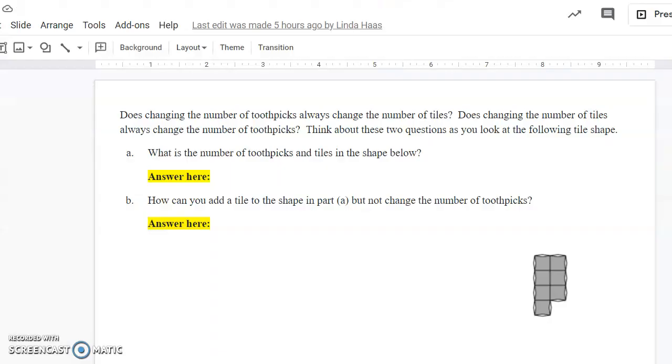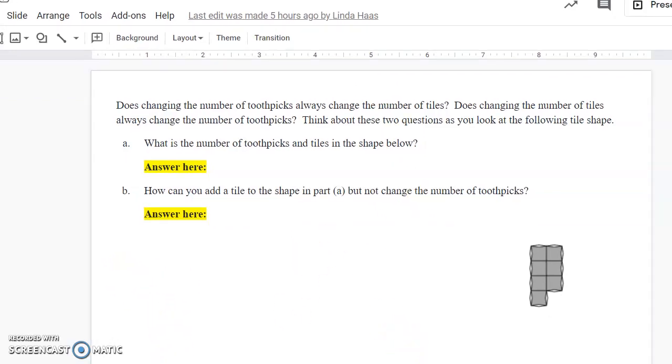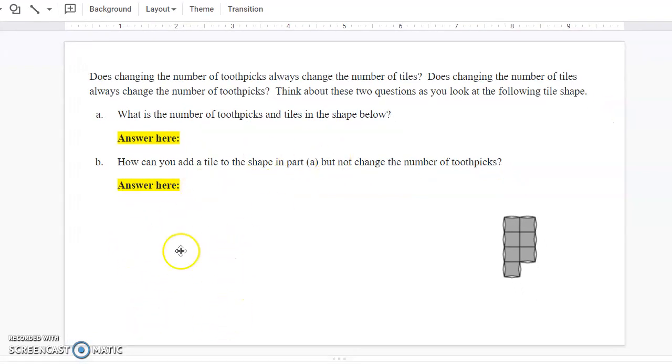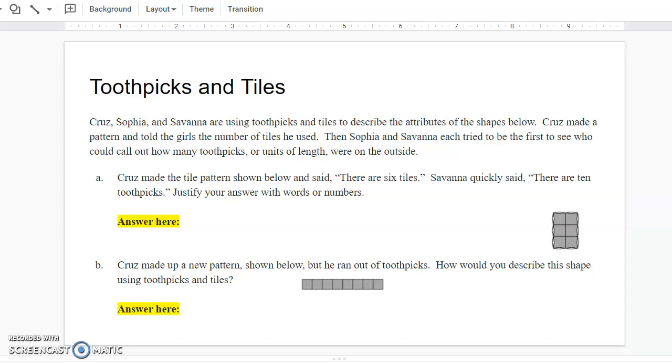You're going to be using that to help you answer these questions here. I want to look at the first page, sorry. There are 2 problems here. The first one, A, Cruz made the tile pattern shown below and said there are 6 tiles. Savannah quickly said there are 10 toothpicks. You have to explain what they mean in words or numbers. Okay, that first shape. Second one, Cruz made up a new pattern shown below, but he ran out of toothpicks. How would you describe this shape using toothpicks and tiles? So in other words, how many tiles are there? How many toothpicks are there?